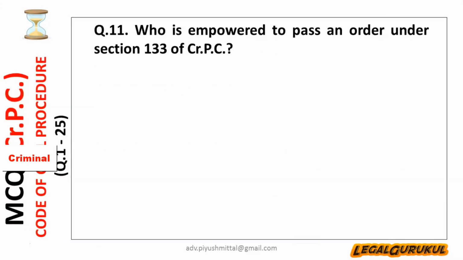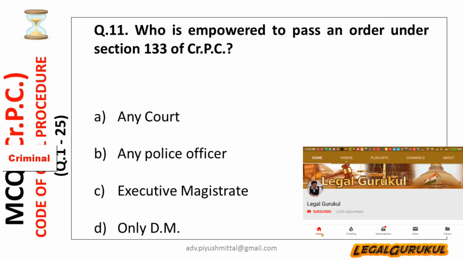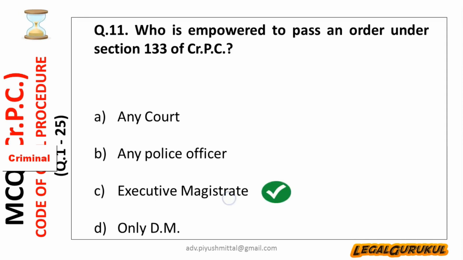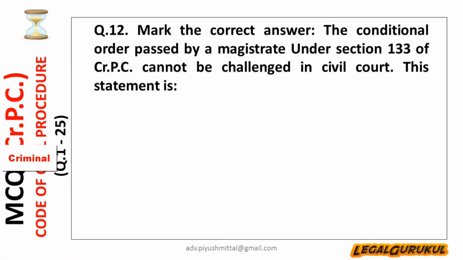Question number 11. Who is empowered to pass an order under section 133 of CrPC? Option A. Any court. B. Any police officer. C. Executive magistrate. D. Only DM. And the correct answer is C. Executive magistrate.